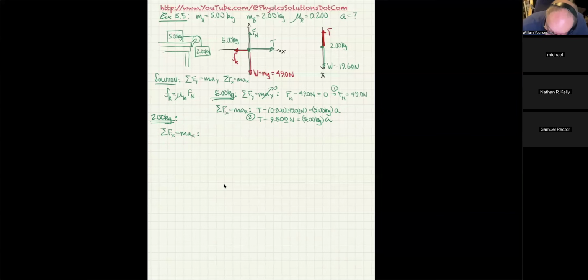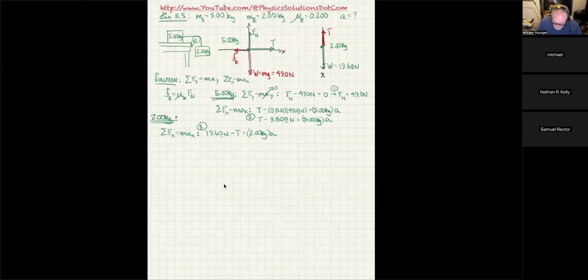In that case, we see the 19.60 is acting in the positive direction, so that's 19.60 newtons. And then the T is acting in the negative direction, so I'm going to write minus T, and that's equal to 2.00 kilograms times a, and that's going to be equation 3. So we have two unknowns. We have the tension T and we have the acceleration a. We're only asked for the acceleration, but of course you would always want to be able to solve for the other one just in case. So I'm going to show you that either way.